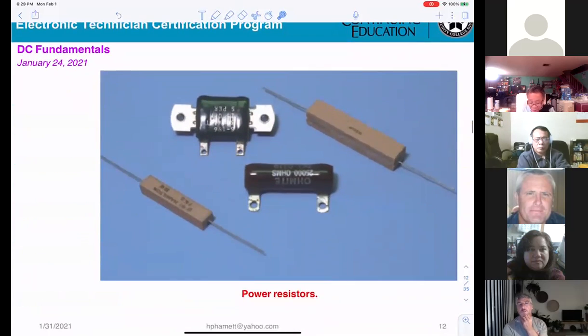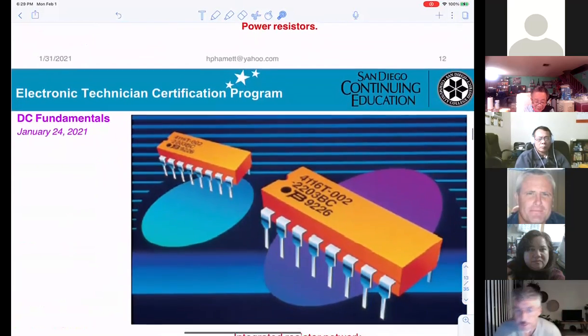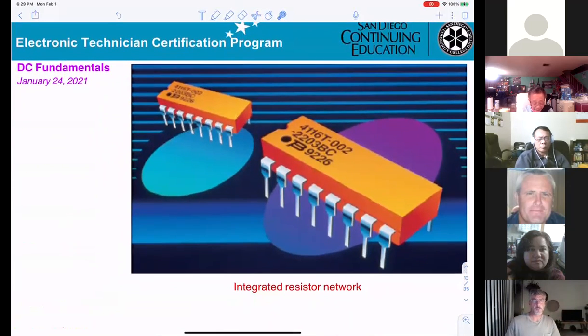Okay, and now they have given you another picture for your guide. Power resistor. That's still a resistor, but a power resistor can handle more power. Also, you can get an integrated resistor network. That means inside here they can have 1, 2, 3, 4, 5, 6, 7 resistors. They call it an integrated resistor.